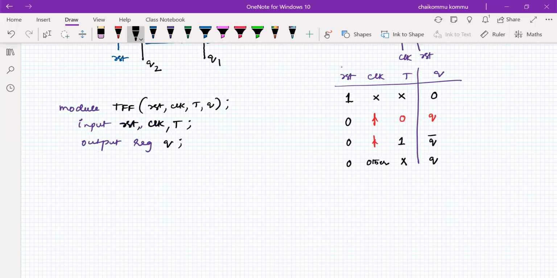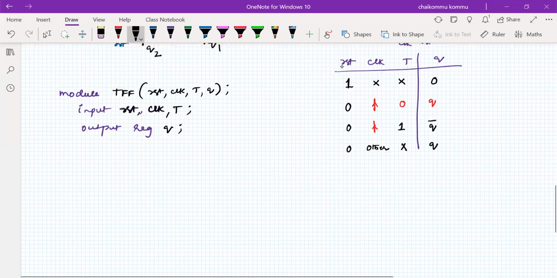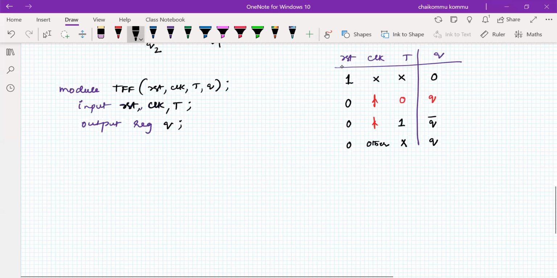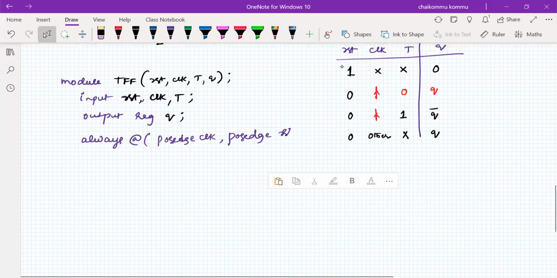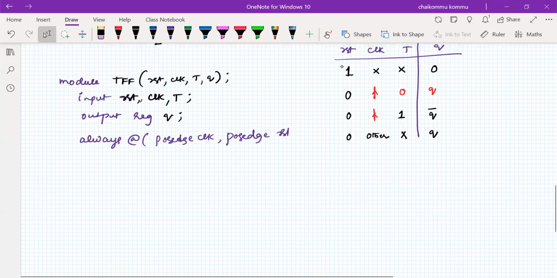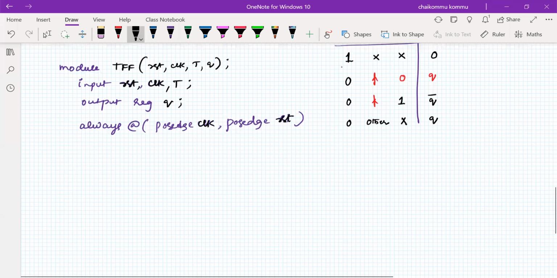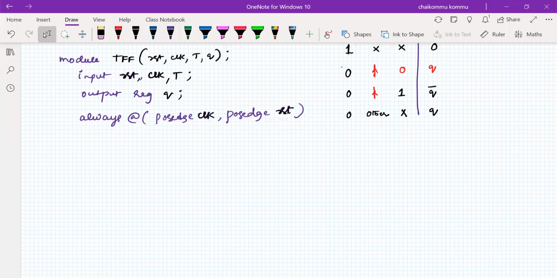Of course, everybody knows that we have to use the always statement at the positive edge of the clock and the positive edge of the reset signal. Negative resets can also be taken, but for simplicity I am taking positive edges. The usual practice is that clock and reset are mostly negative edge based, because of the power consumption related issues. Anyway, let us write an if statement.